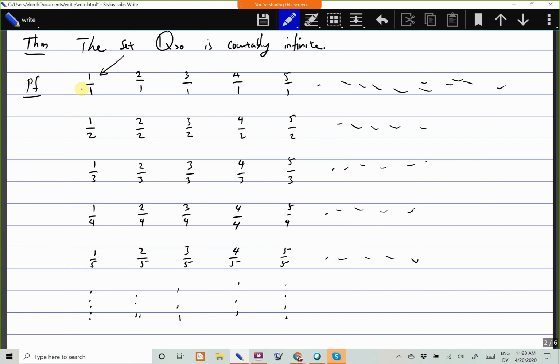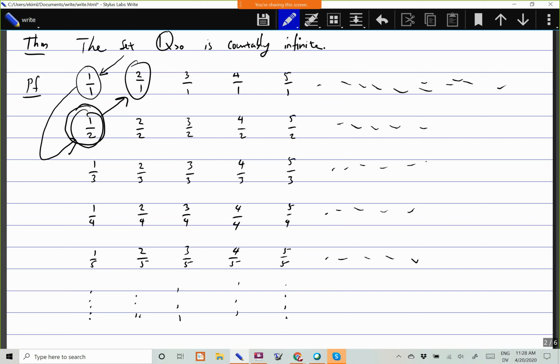Let's look at 1 over 1. So that rational number, of course it's simple, 1 over 1 simplifies to 1, but I'll just keep it written as 1 over 1. That's going to be my first number. So that's f of 1. And then what I'm going to do is move along this diagonal. So there's this one and then that one. So then 1/2 and 2 over 1. So this is f of 2.